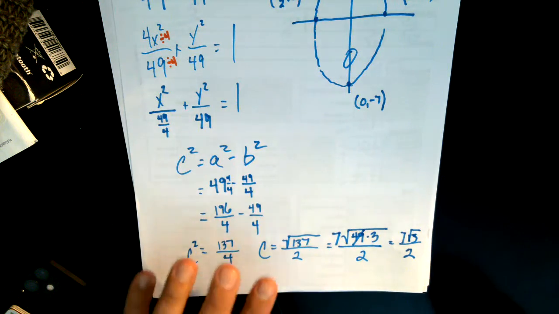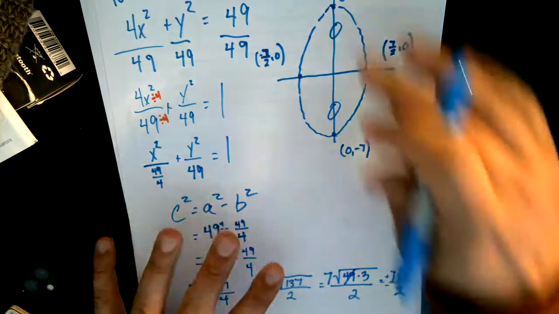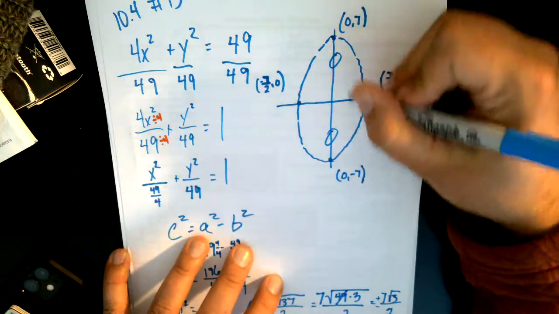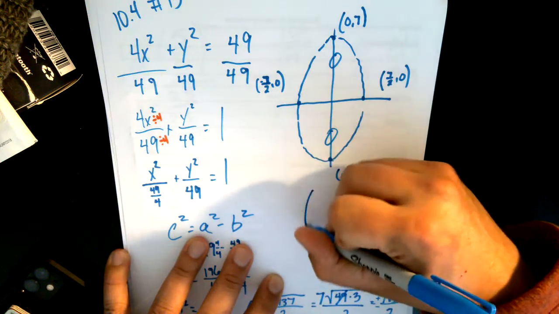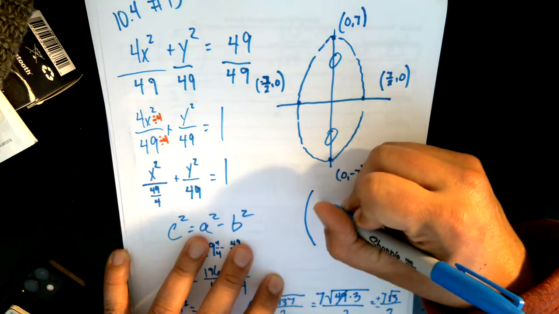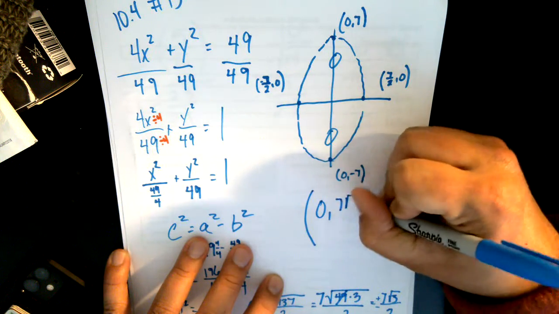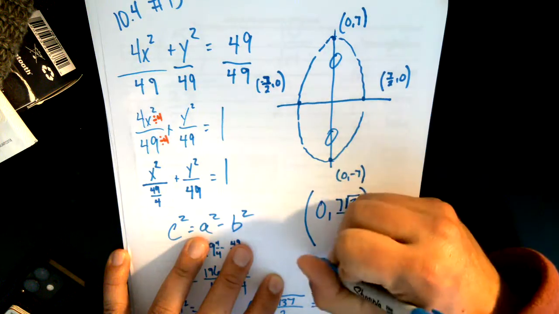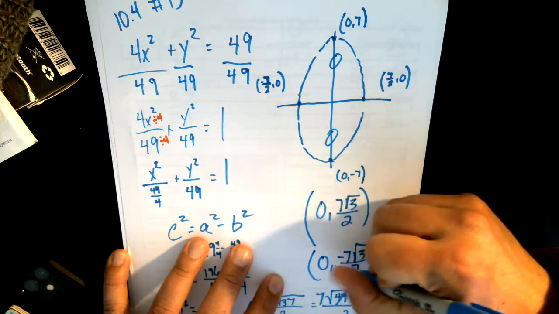So what does that mean? Well, this is actually a plus or minus, which works out well, and those are our foci. These points right here. So the foci will be 0, comma 7 radical 3 over 2 and 0, comma negative 7 radical 3 over 2.